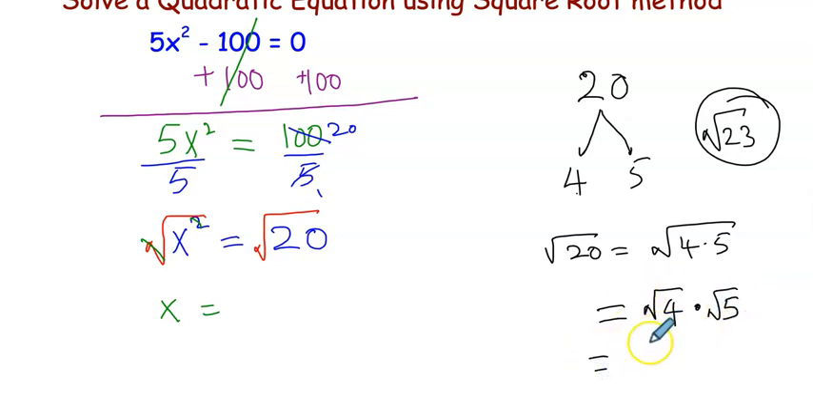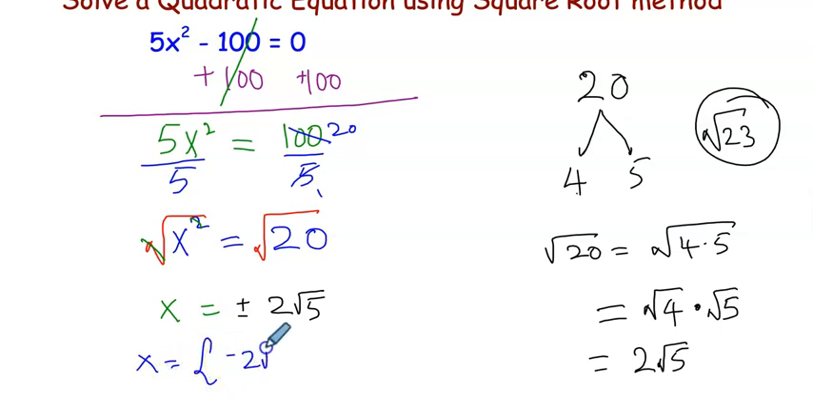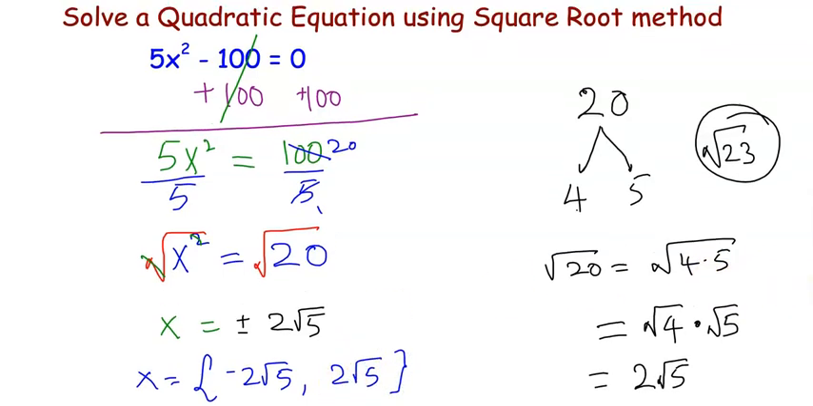And we know that the square root of 4 is 2, because 2 times 2 is 4. And the square root of 5 we do not know, so leave it like this. Hence, the square root of 20 is plus or minus 2 root 5. That is my answer. The value of x is plus or minus 2 root 5, and you can write it this way: negative 2 root 5, comma, positive 2 root 5. Those are the two solutions for this equation.